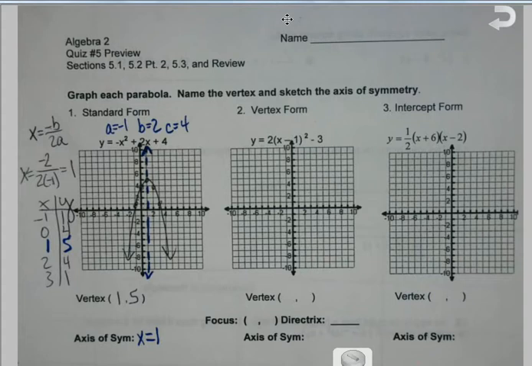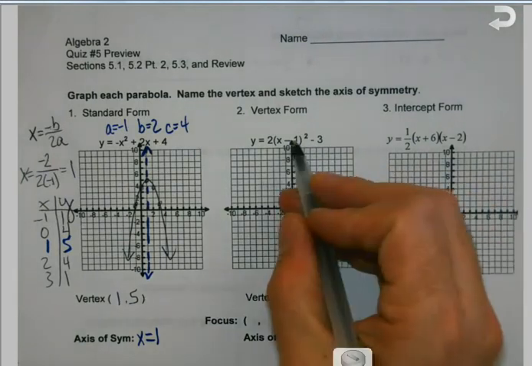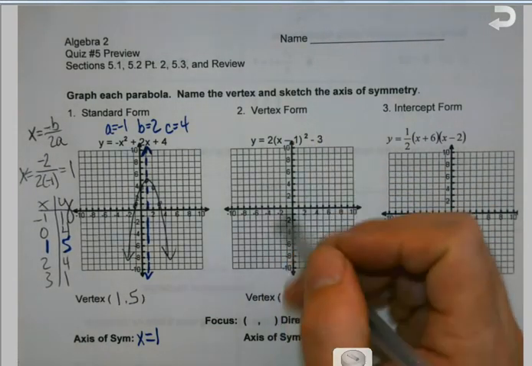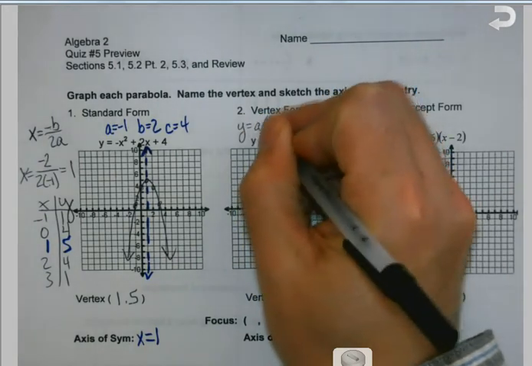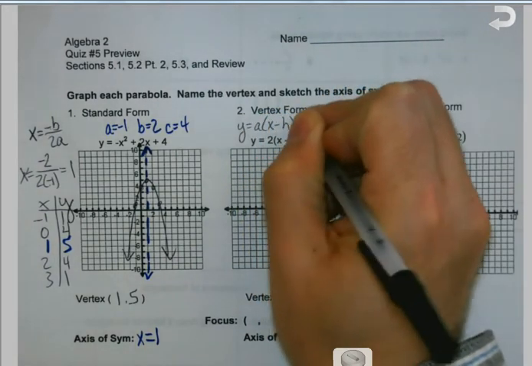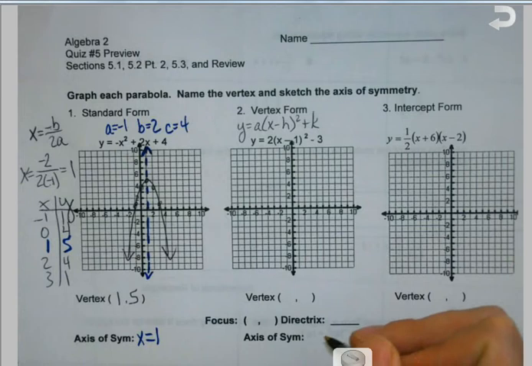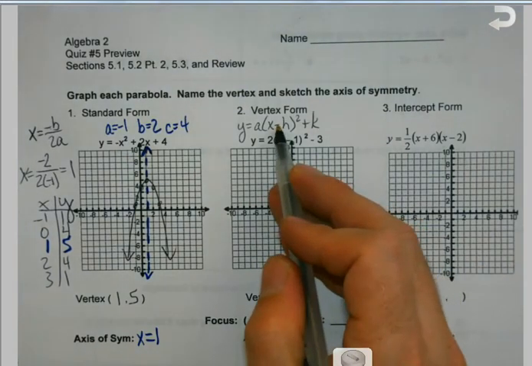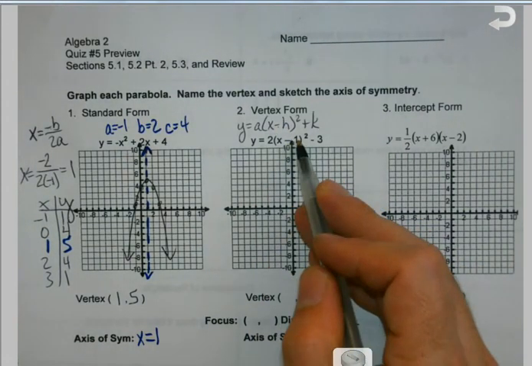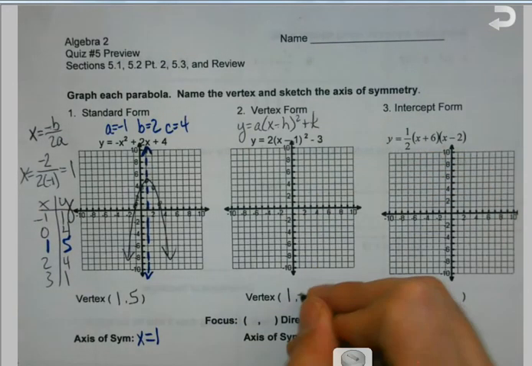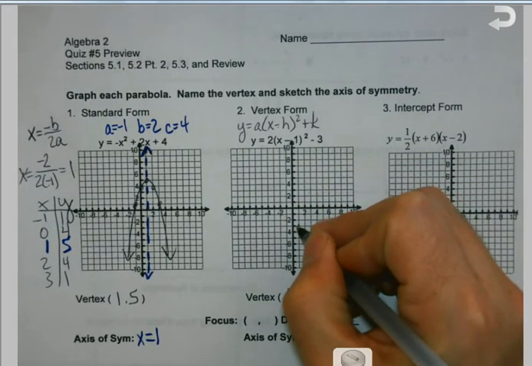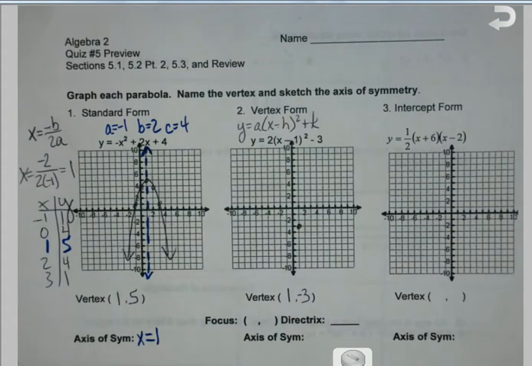Now the rest of these actually go faster. My vertex form, remember, is going to be my HK. But remember, when you're looking at this, this is the form that it's in. And my vertex is the HK, but it's the opposite of H. The opposite of negative 1 is 1. And then my K, I just keep the value. So 1, negative 3 is going to be my vertex.